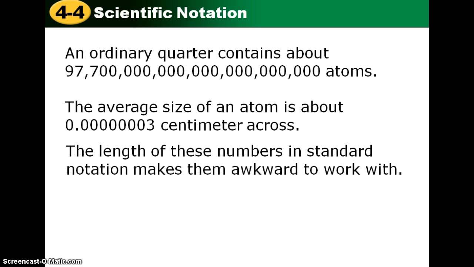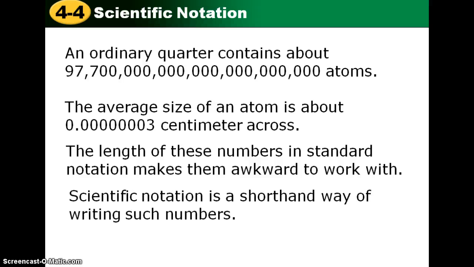The length of these numbers in standard notation makes them awkward to work with, and standard notation is exactly the way they're written right now. So if we needed to work with atoms, and we wanted to look at an ordinary quarter and the amount of atoms in it, we may want to use a different type of notation. That's where scientific notation comes in. It's a shorthand way of writing these types of numbers, really big or really small. The scientific part should help you remember that a little bit easier, because in science you often work with very, very small particles, atoms, different items, or things that contain a lot of them.